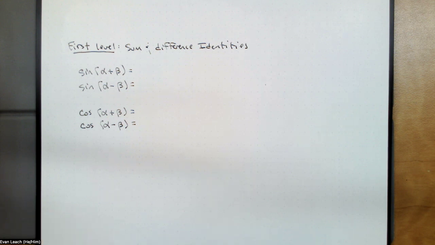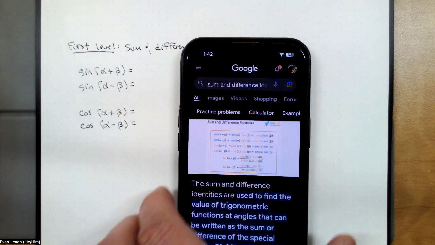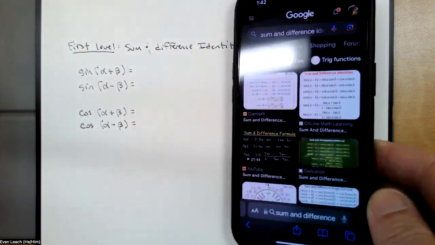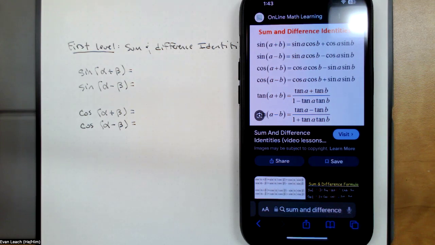There are a lot of ways to remember how these are set up. I don't know which way is going to work best for you. I do know what works best for me. In particular, if you just look at images, and just grab sum and difference identities, this is the best way to remember them because we carry phones in our pocket for a reason.